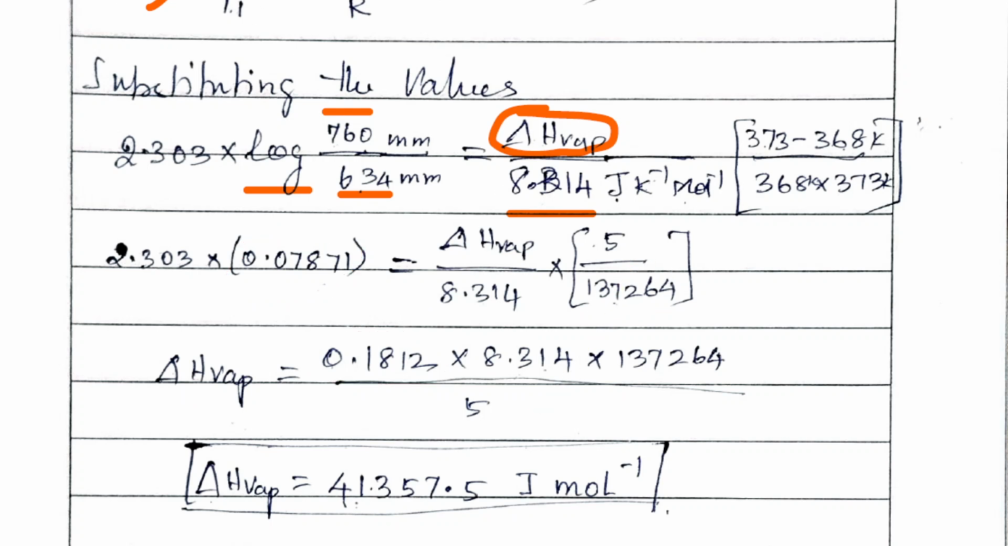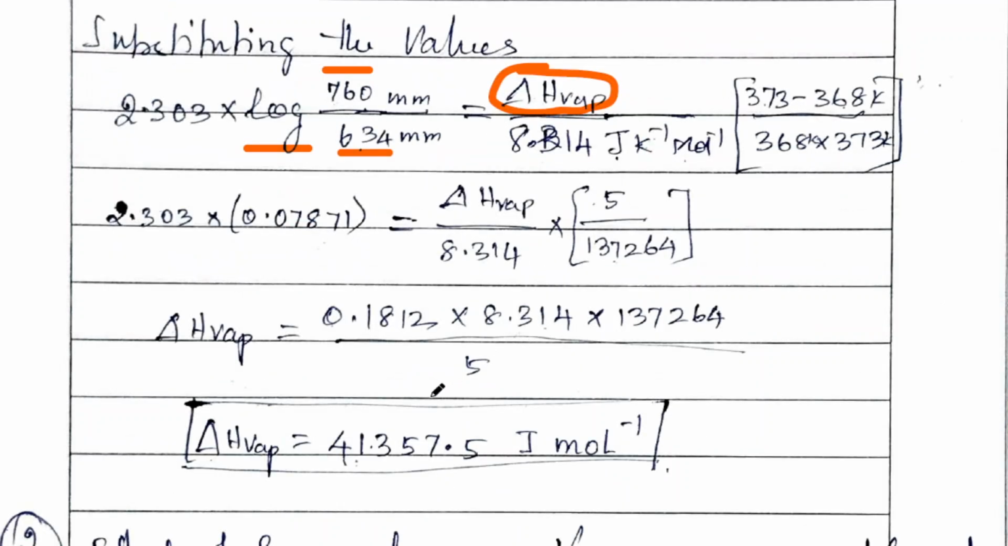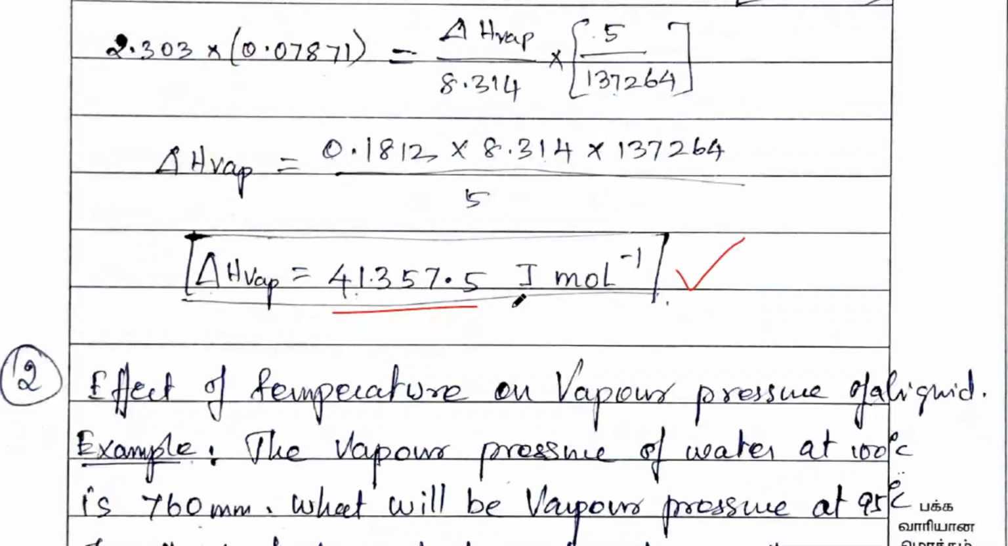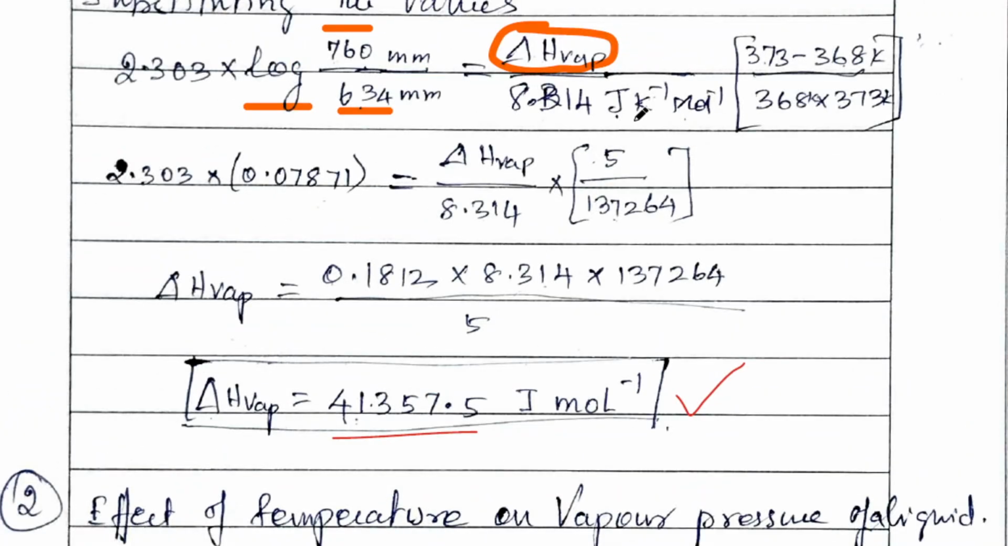When you solve this, I get delta H vaporization equal to 41357.5 joule per mole. You can also say 41.357 kilojoule. If you want it in kilojoule, you have to divide by 1000, and this is kilojoule per mole. That is also another value. You can also calculate the unit exactly, and for that purpose I have used units here.